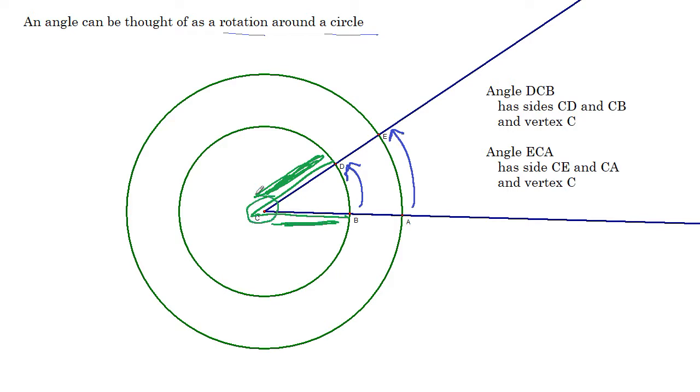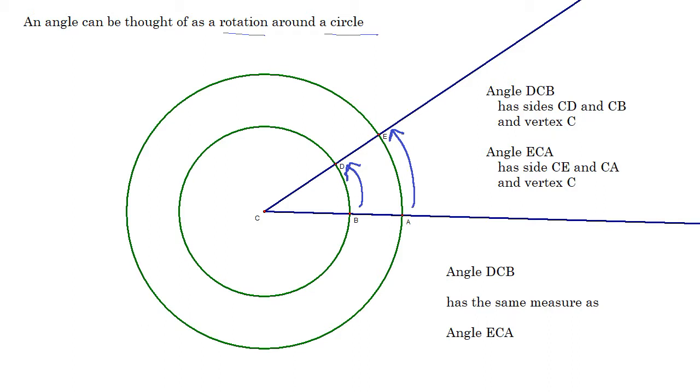So we've got our one side right here, side CD, here's side CB, and then here's the vertex C. If I look at angle ECA with sides CE and CA and vertex C, again, if I want to trace that out, I could start at E and then go to C and then go to A, and now I have traced out that angle ECA. CE is one side and CA is the other side, and then we've got vertex C. So again, that was on this bigger circle what I had done originally. If I start at point A on the big circle and then I rotate to point E, I am rotating the same as the measure of angle ECA.